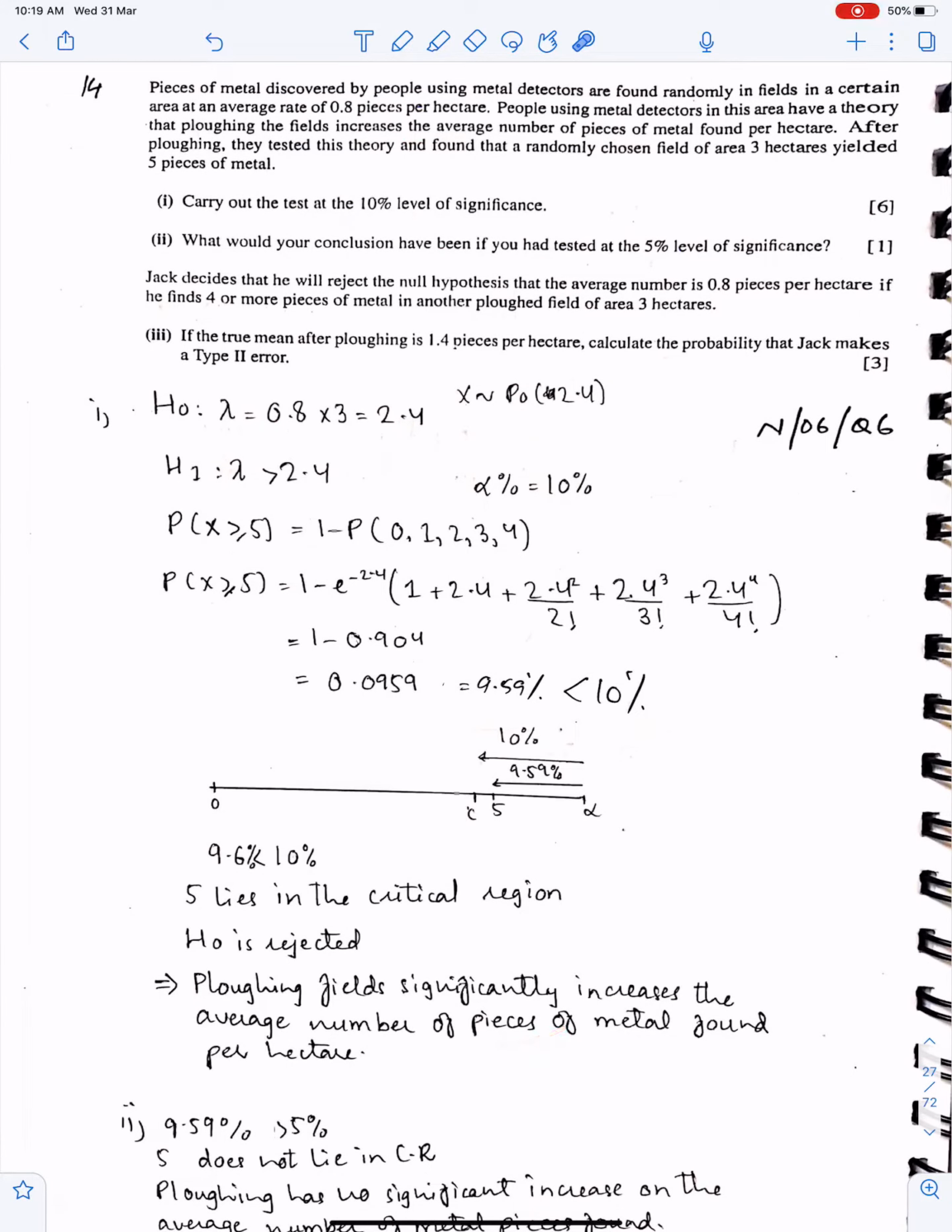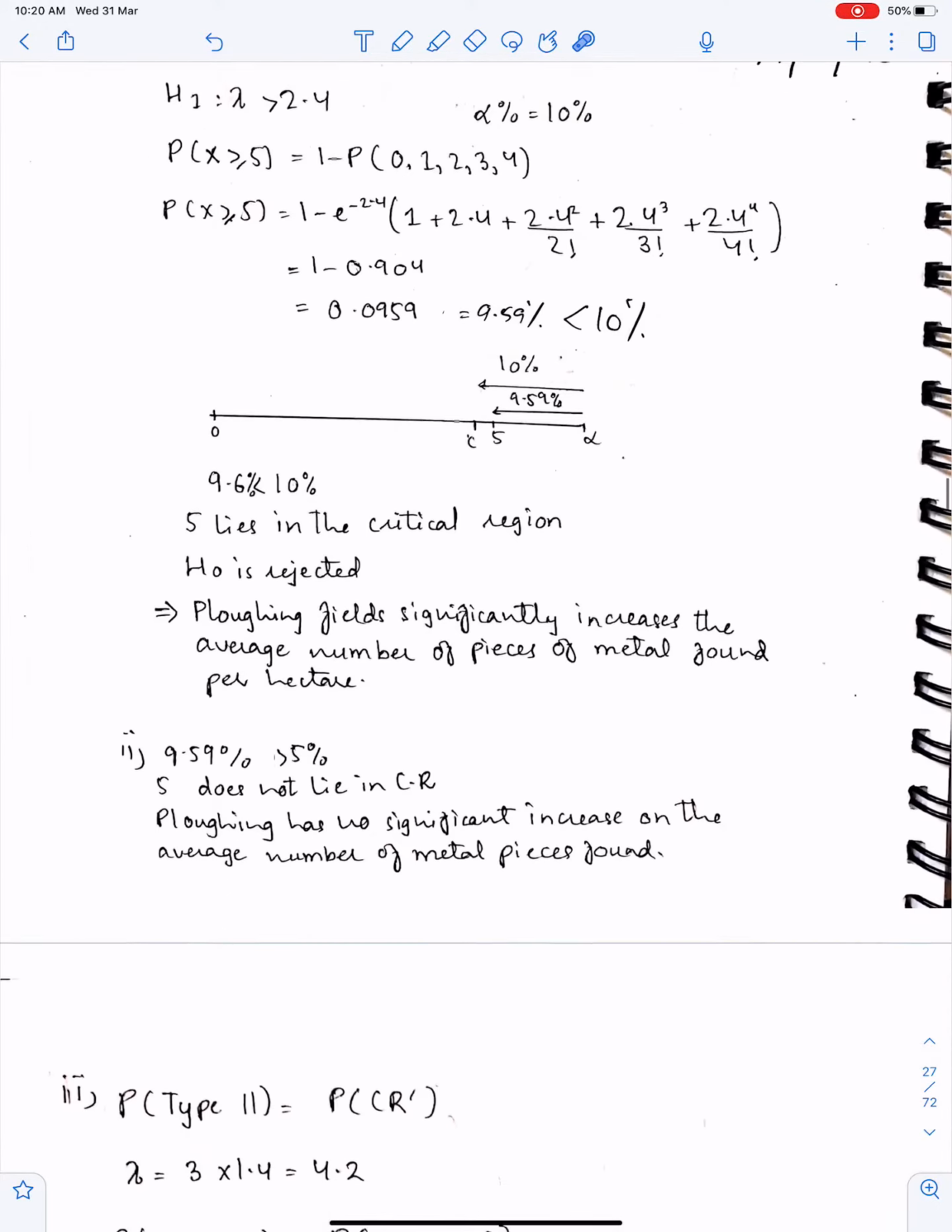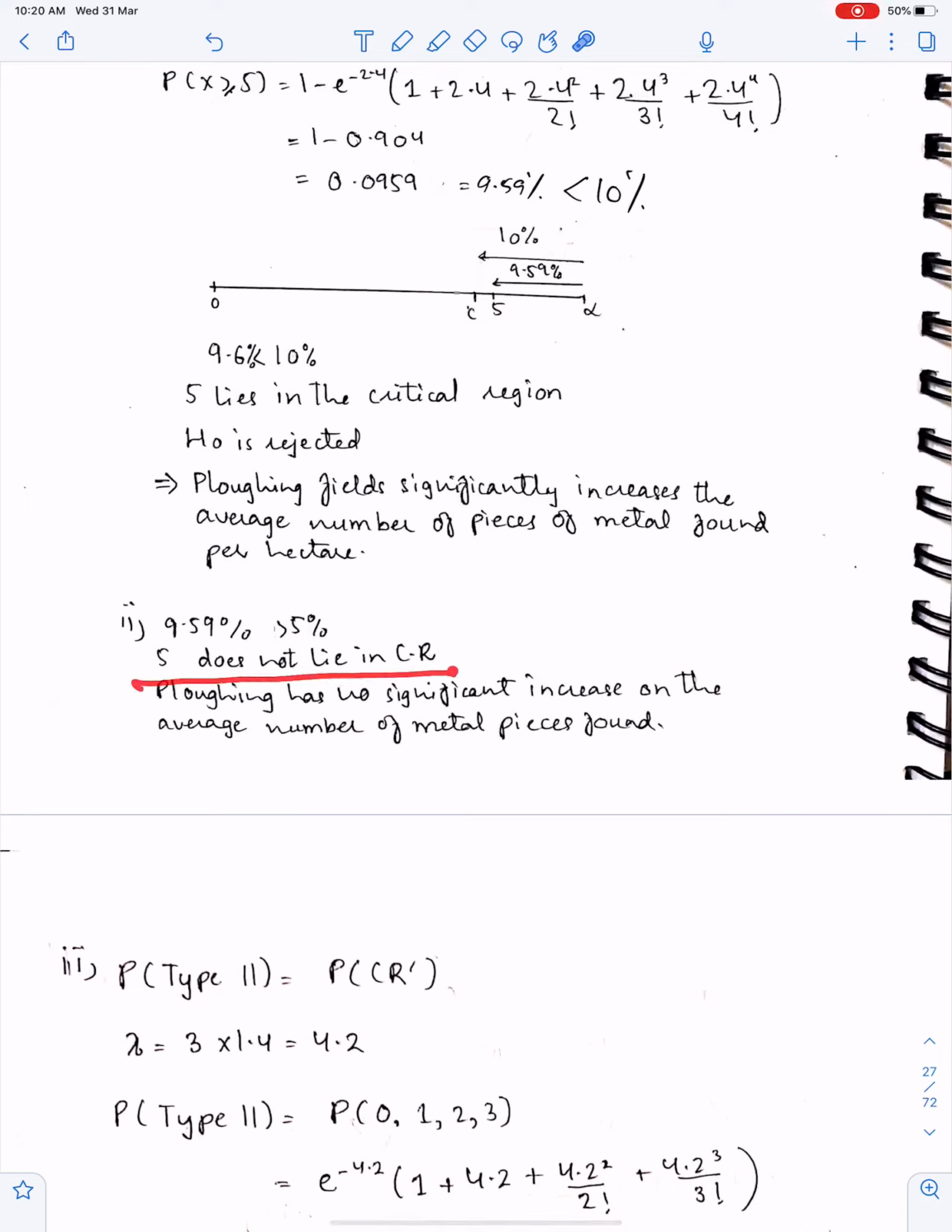What would your conclusion have been if you had tested at 5%? Well, if this was 5%, then this test value would not be in the critical region. So we accept H0. 5 does not lie in the critical region, so there is no significant increase, and we accept H0.